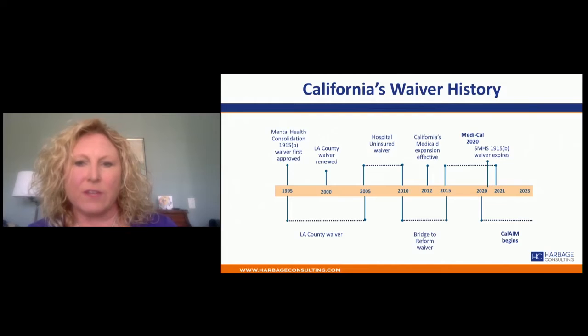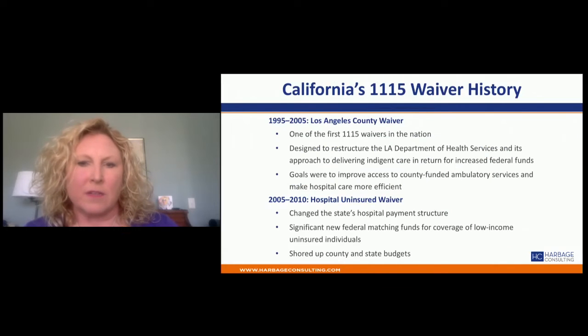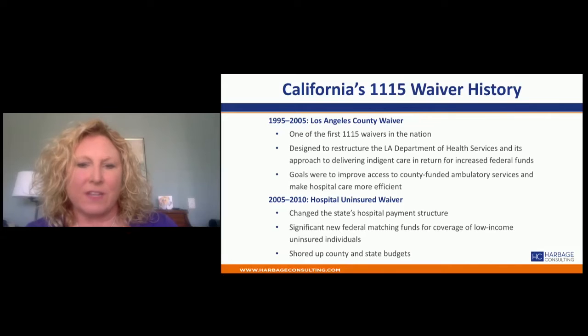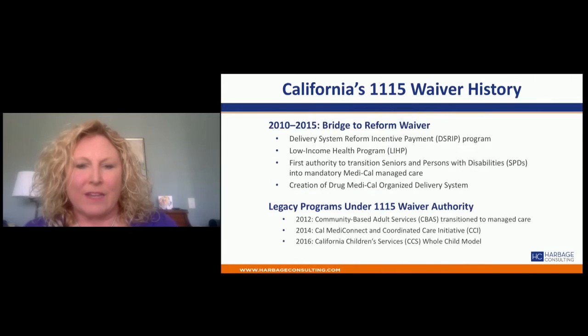hospital system in California. So as you can see, between 2005 and 2010, there were some really significant efforts to shore up the public hospital system and state budgets. Getting ahead of myself there. And you can see that it was very important to make hospital care more efficient and provide some needed funding there. And the result of the uninsured waiver was to really shore up state and county budgets as well.